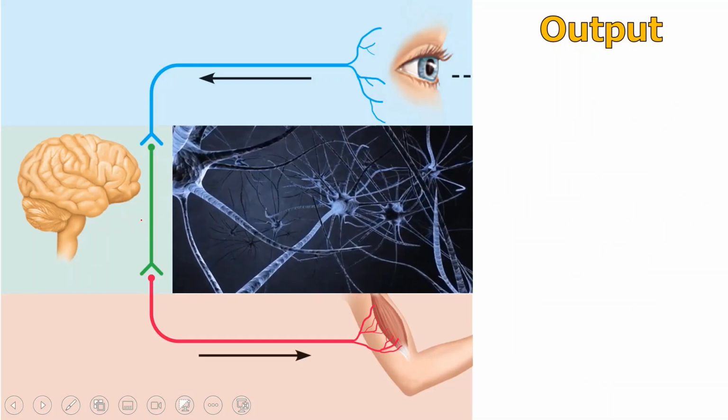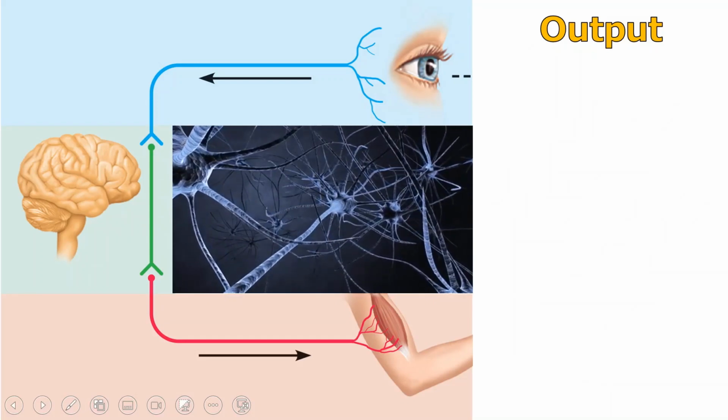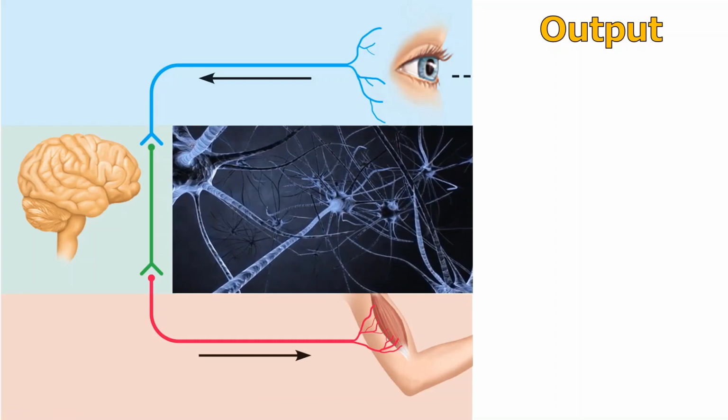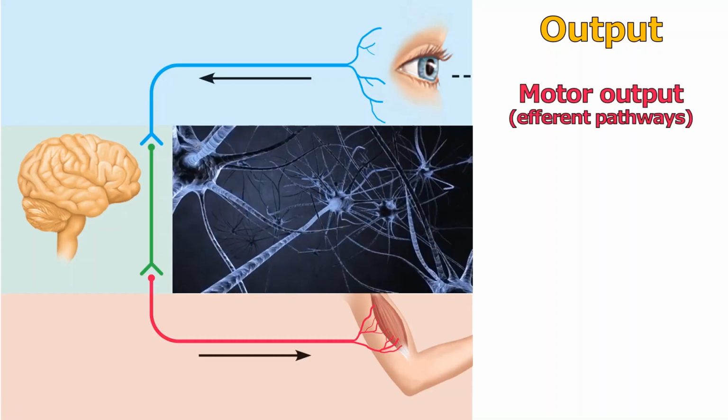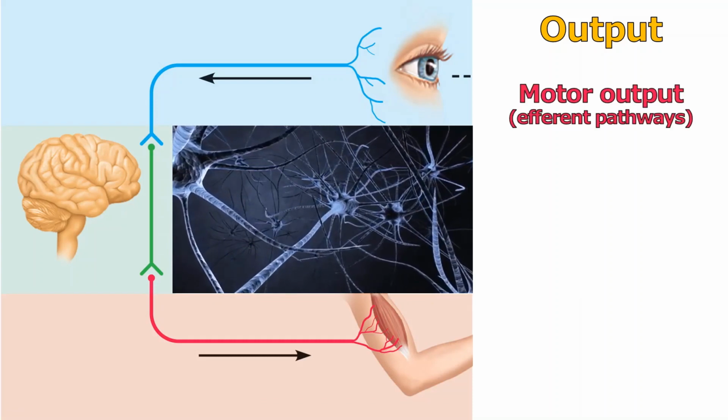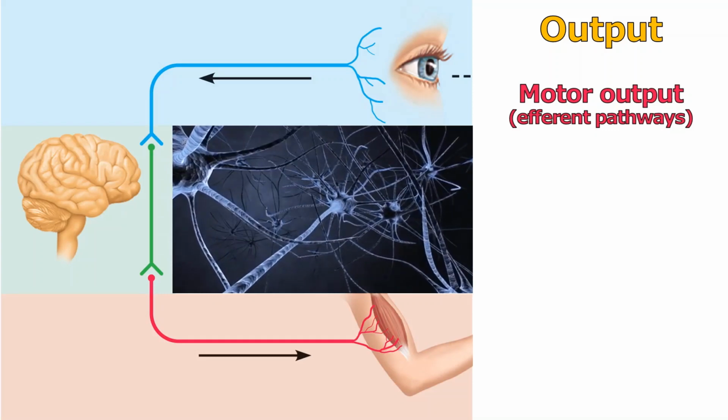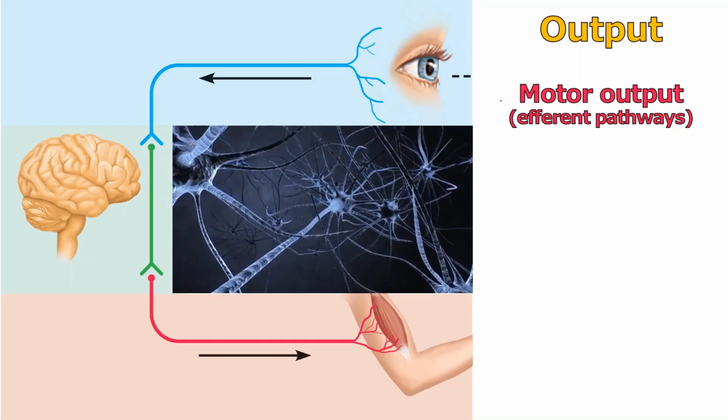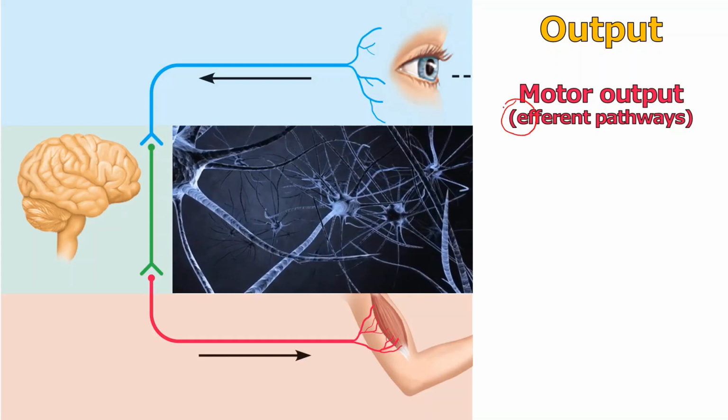Now, the outflow, the output, is everything in red at the bottom left of the slide down here. This is referred to as the motor pathway. So motor doesn't mean motion all the time. Motor means output in the nervous system. Another term for that is efferent, with the stress on the E.